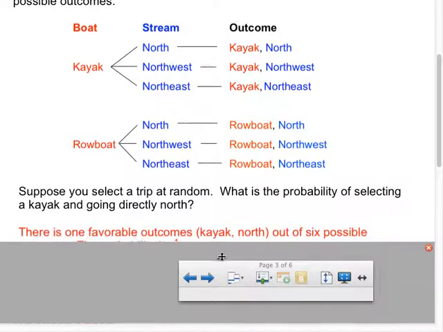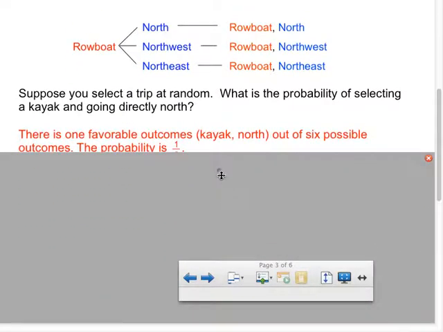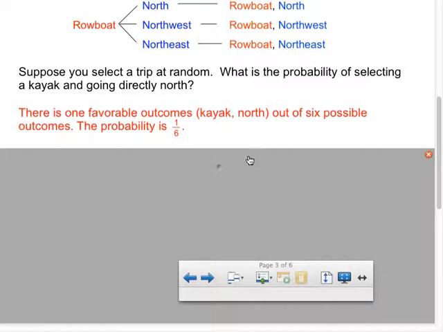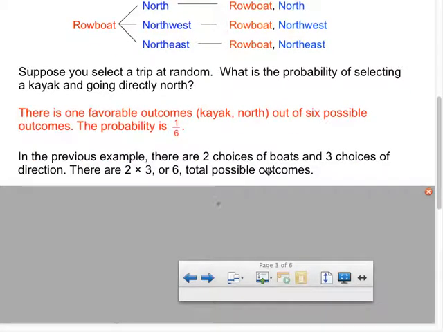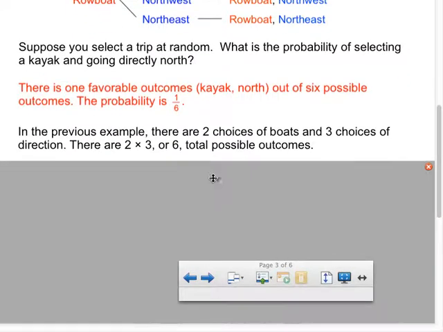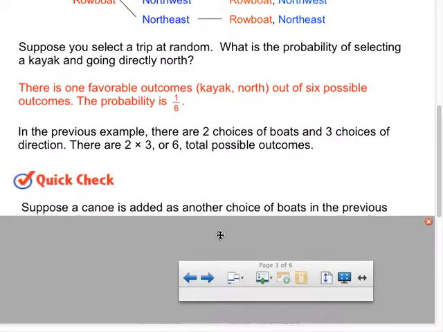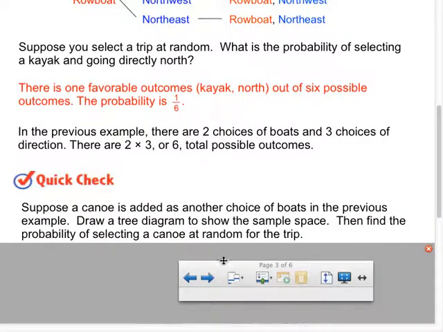Now, here's the next thing. This is what we just talked about, 1/6. And this, again, is just reiterating what I said about the counting principle. So this is kind of what Jayla was just asking me a moment ago. 6 different possible outcomes. Now, suppose this adventure tour company said, you know what? We're getting a lot of requests for another type of boat. Let's add that to our choice.